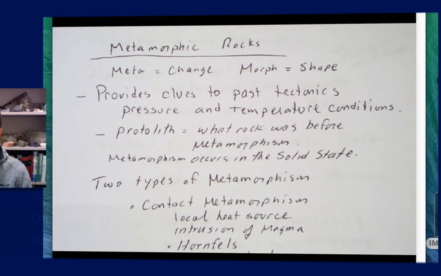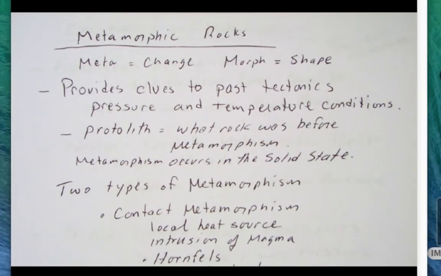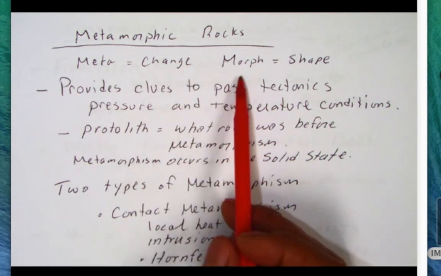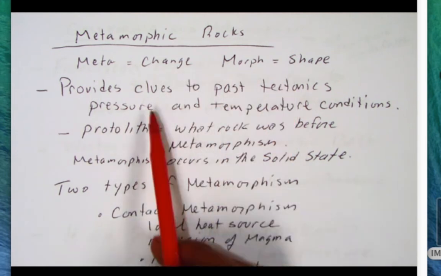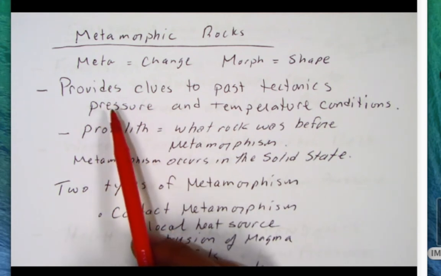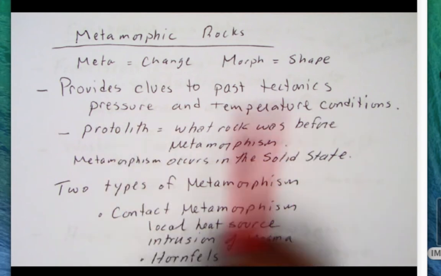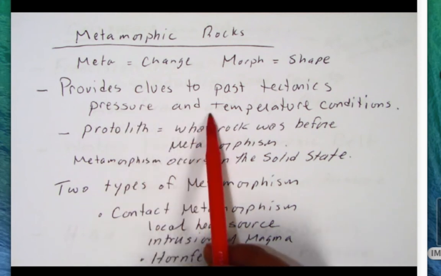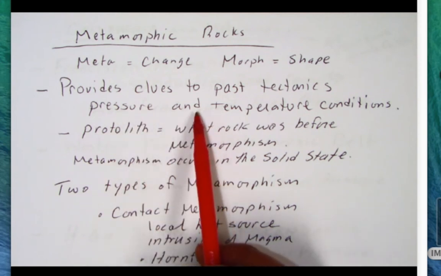Now, metamorphic rocks, the key thing is that it occurs in the solid state. If you get it too hot and melt it, then you've left metamorphism and you've entered the realm of igneous rocks. Now, the meta part of metamorphism means change, whereas the morph means shape. The important thing metamorphic rocks tell us is that they provide clues to past tectonic environments, what pressure conditions could have existed, temperature conditions. So they're all clues to geologic history.